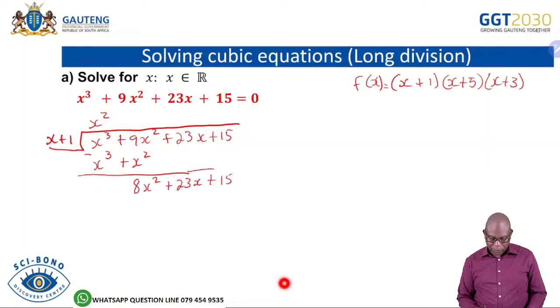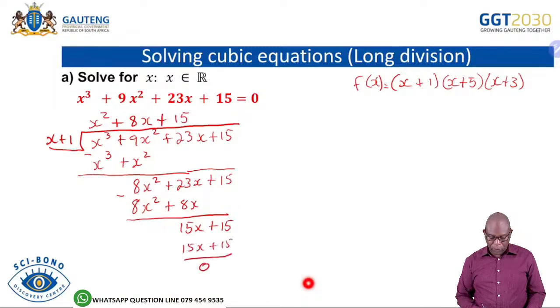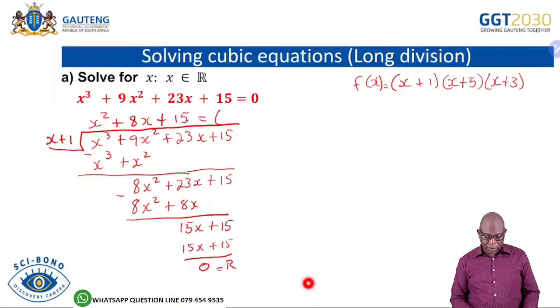Plus the 15. Right. Now 8x into 8x squared will go 8x. Now multiply out, you get 8x squared plus 8x. Subtract, 23 minus 8, it's going to be 15x. You bring down the 15, then you get 15x plus 15, and then you get a 0 there, which is our remainder. Remember, x plus 1 is a factor, which means that my f of x, factorized, will give us x plus 3 and x plus 5.